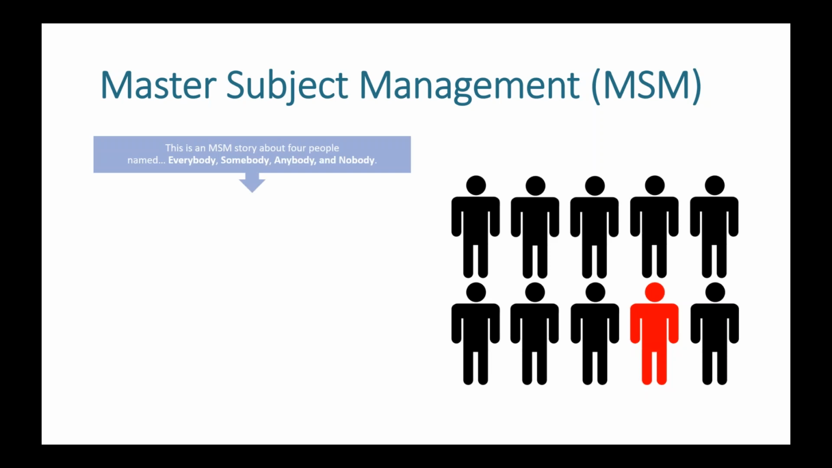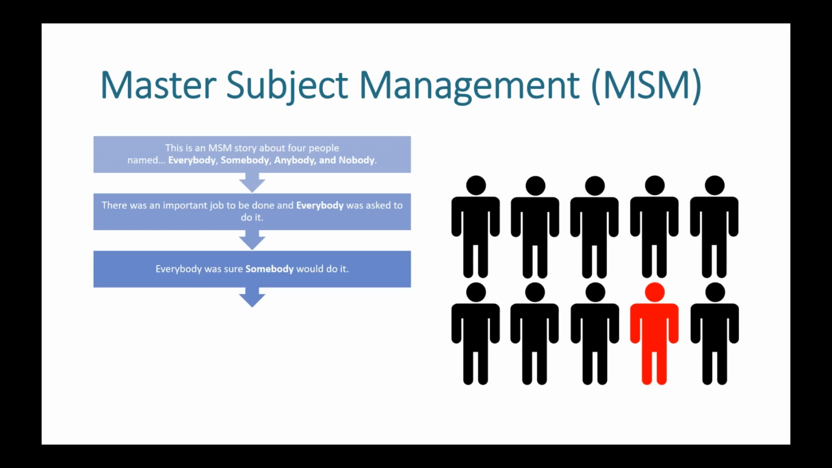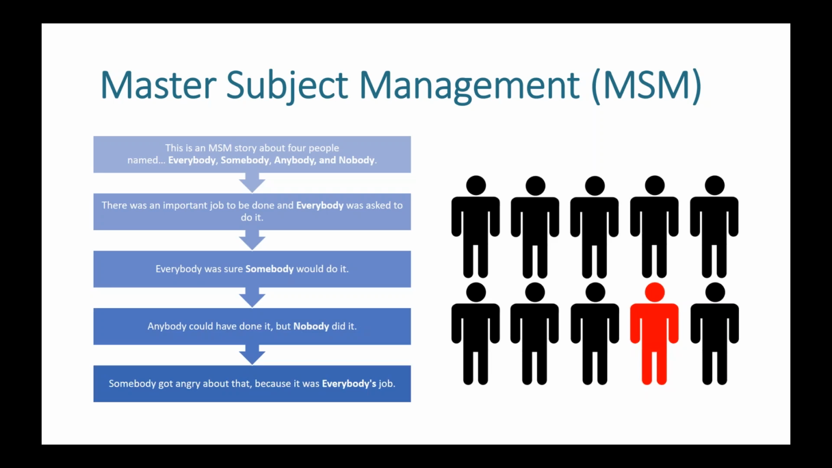So in our master subject management exercise, I thought this little story might be relevant to get us to think. In our master subject management stories, there are 4 people named everybody, somebody, anybody, and nobody. And there was an important job to be done. Everybody was asked to do it. Everybody was sure somebody would do it. Anybody could have done it, but nobody did it. Somebody got angry about that because it was everybody's job. And unfortunately, under GDPR, the consequences can be quite steep.